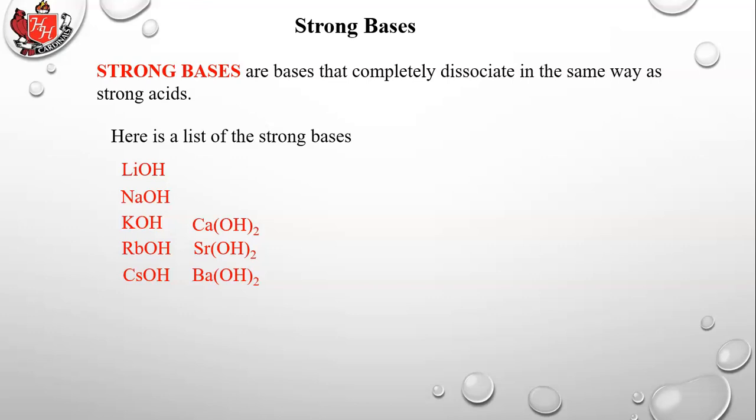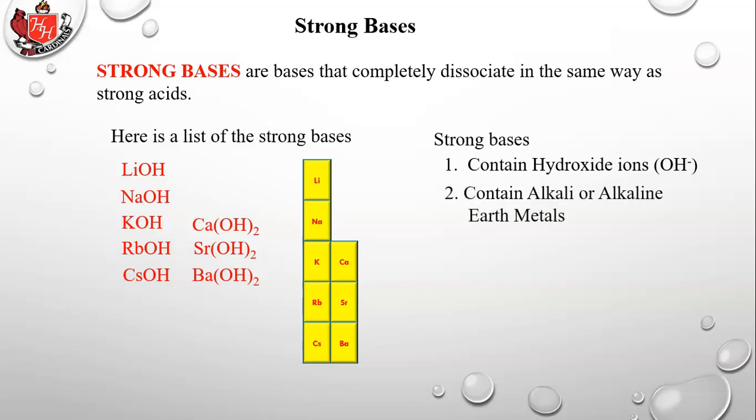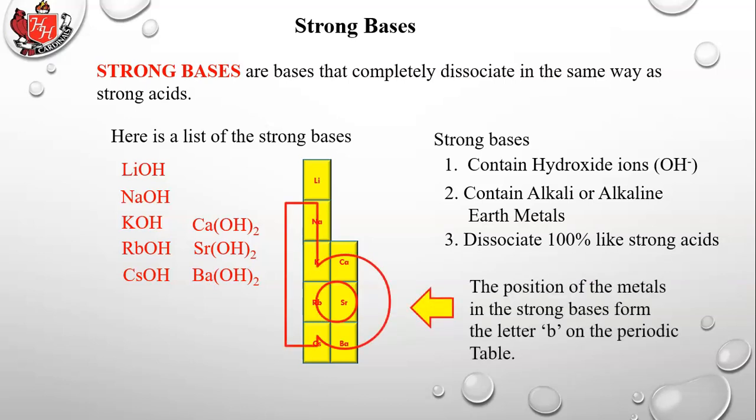So a basic solution is one that has OH- hydroxide ions in it. So there are those elements, strong bases, so they contain hydroxide ions. They contain alkali or alkaline earth metals. They dissociate 100% like strong acids. So you notice the position of the metals in the strong bases form the letter B on the periodic table. So that's one way to remember them.